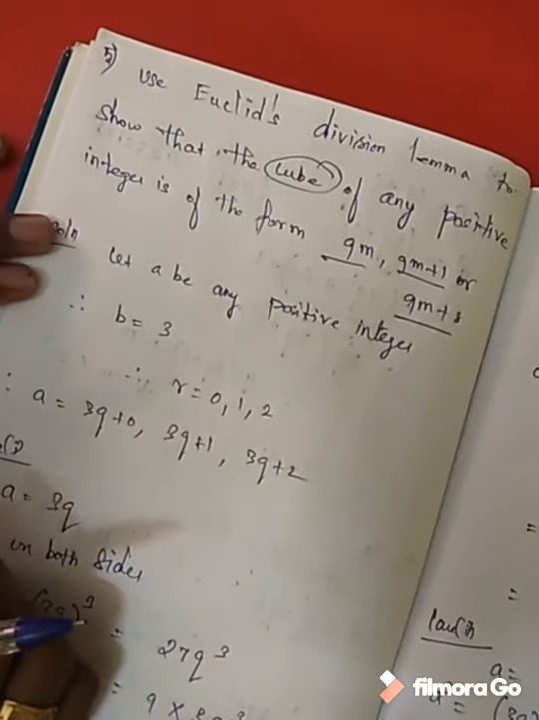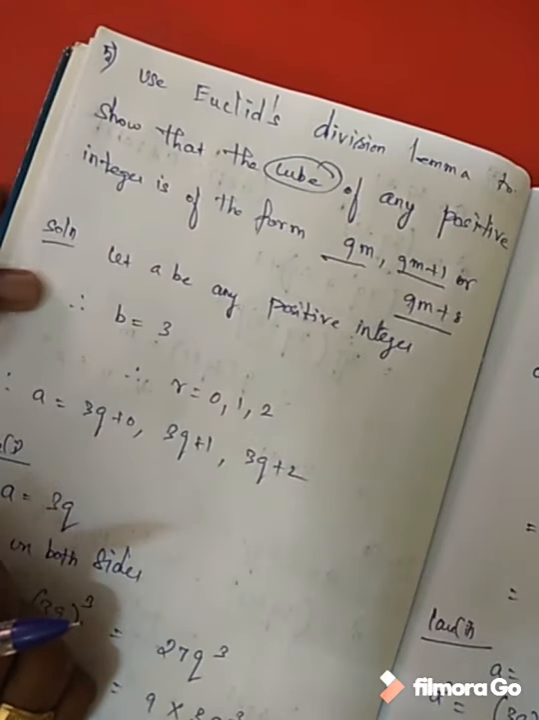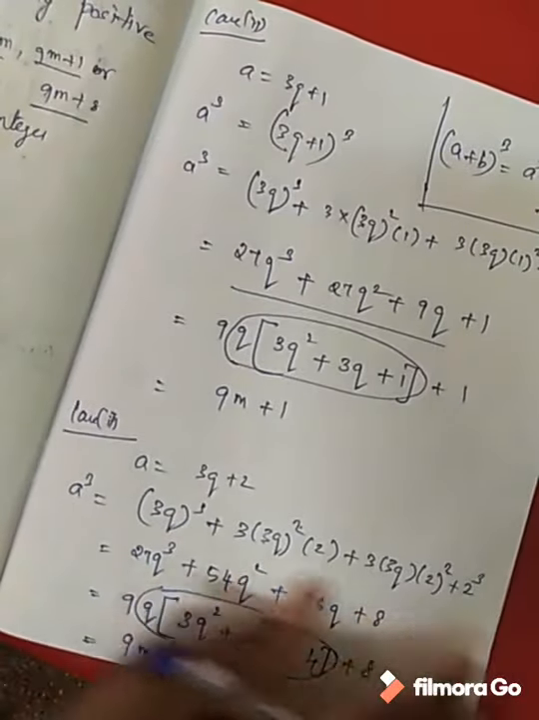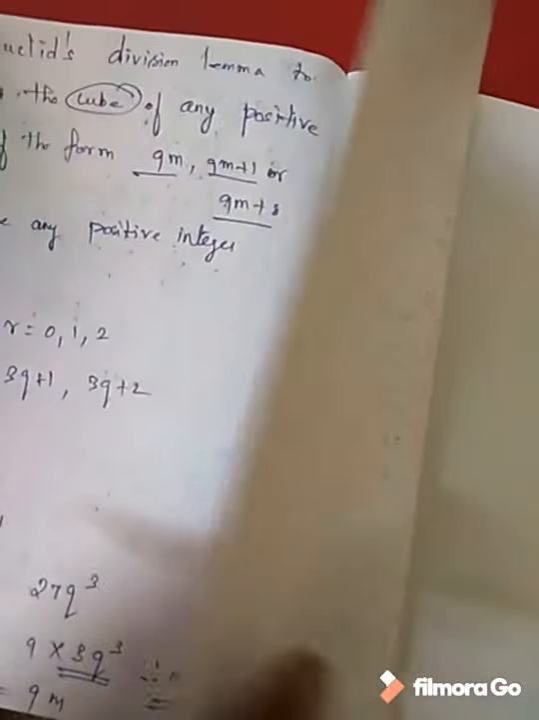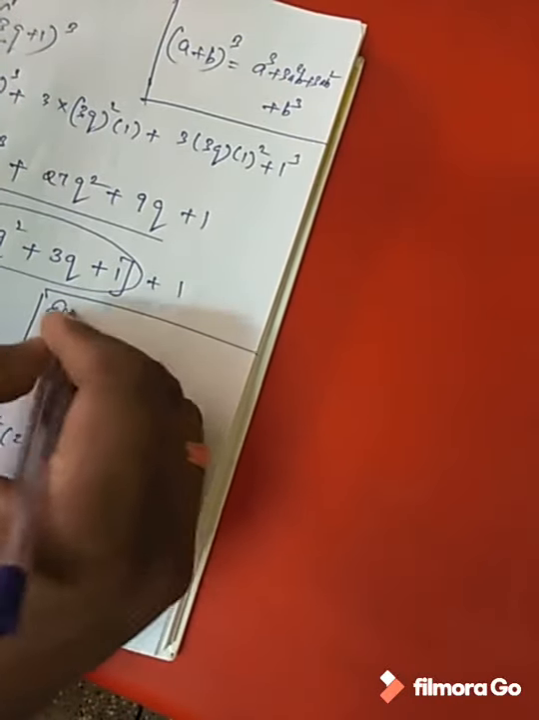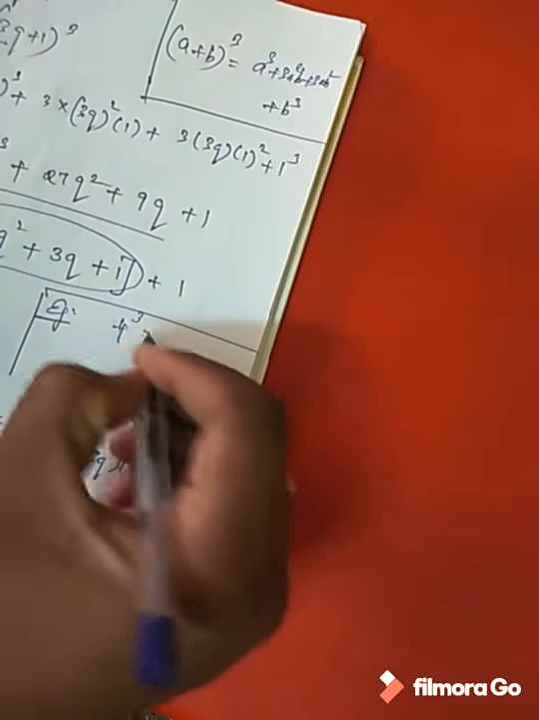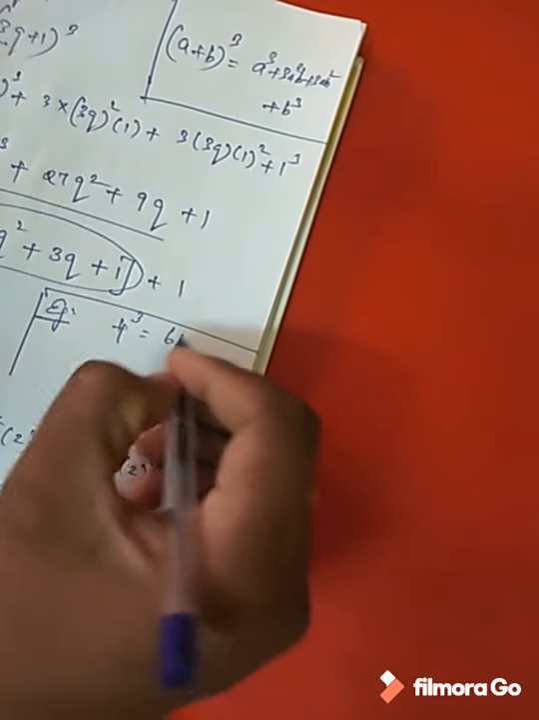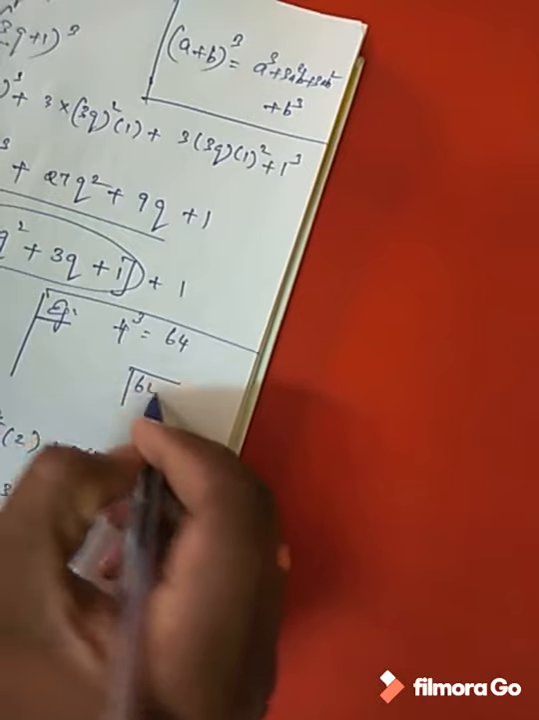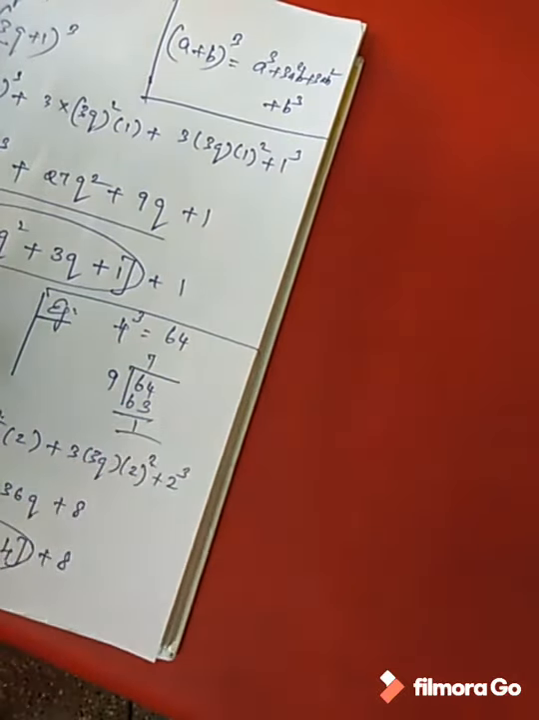So come to the question. Cube of any positive integer is of the form 9m, 9m plus 1 or 9m plus 8. So let us take an example. Let us take 4. So 4 cube, 4 into 4 is 16, 16 into 4 is 64. When I divide 64 by 9, 9 sevens are 63, so I will get the remainder as 1.